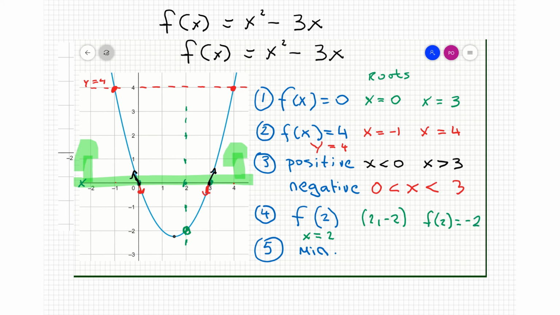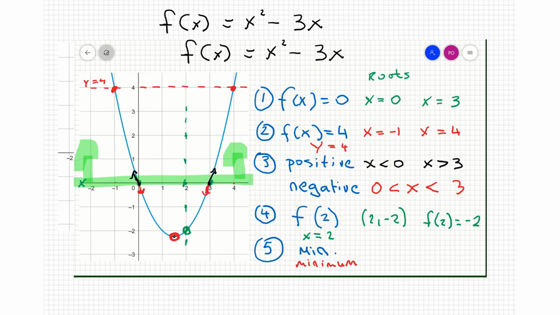Okay, our last question is the minimum. We'll go back to red for this one. The minimum turning point. Okay, so that's the lowest point on the graph. If it was a negative quadratic graph, it would be called the maximum and it would be the highest point. So the minimum is already marked for you here. Okay, and we'll have to do a slight estimate here.